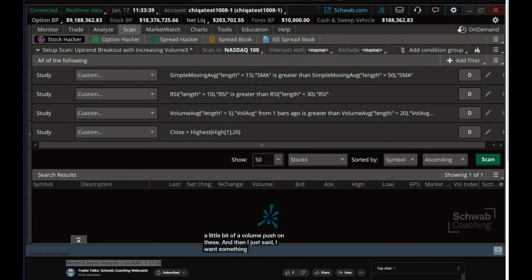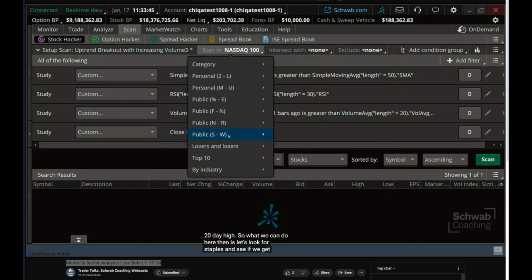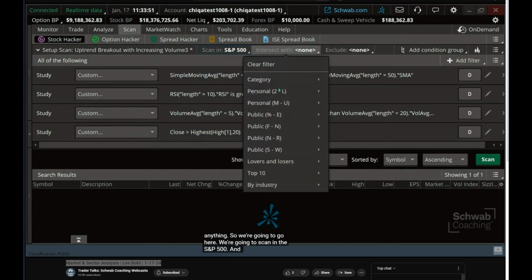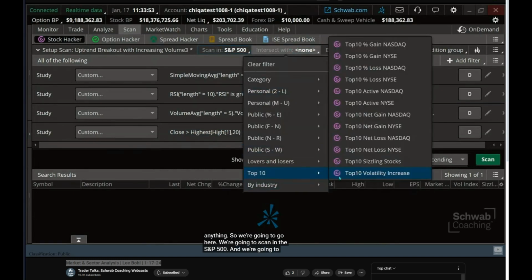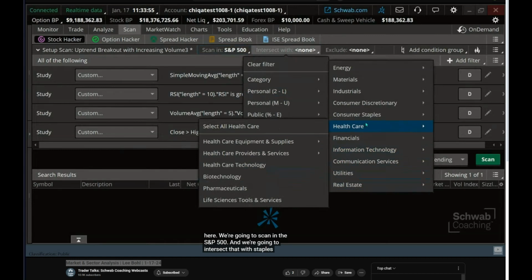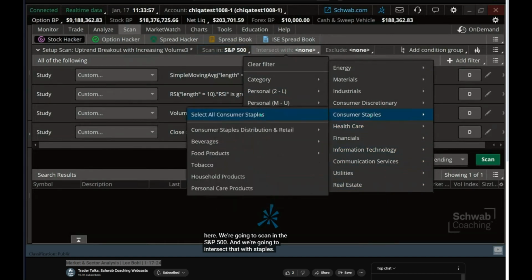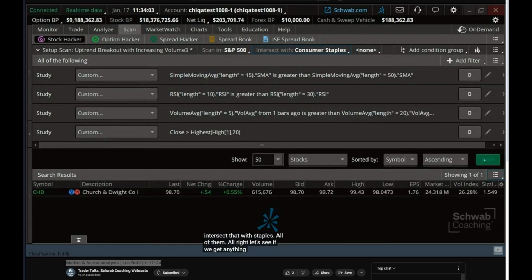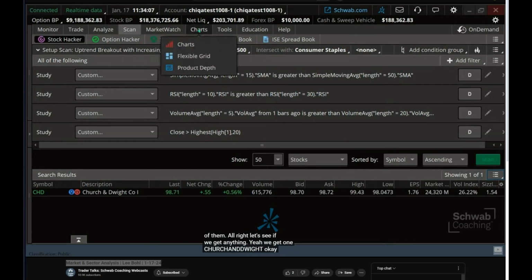So what we can do here then is let's look for staples and see if we get anything. So we're going to go here. We're going to scan in the S&P 500, and we're going to intersect that with staples. All of them. All right, let's see if we get anything. Yeah, we get one, Church and Dwight. Okay, so let's take a look.